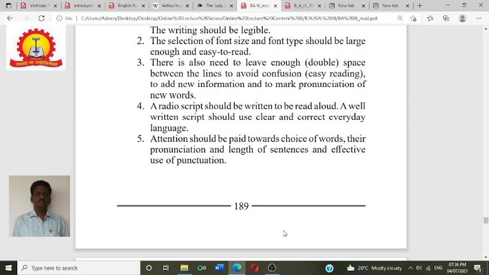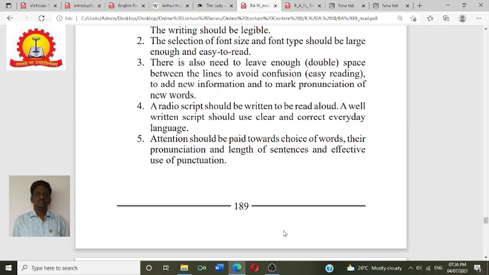It should not be a difficult one. You are not there to show your intelligence. You are not there to show what kind of vocabulary items you know or what kind of structure you have. But you are there to transfer the information to the public, and in that case you are supposed to use simple words, simple sentences, simple pronunciation that will convey your message to the mass very easily.